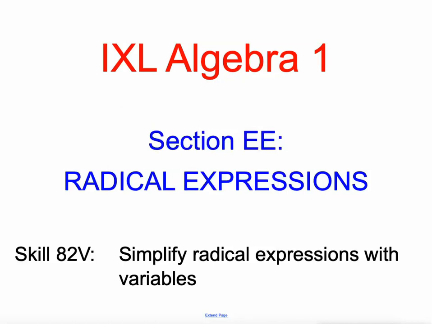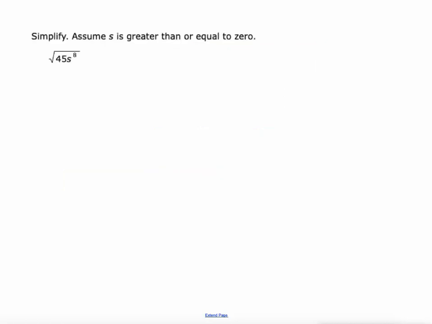Yo, Mr. Kaczynski here, working on skill number 2 in section double E of IXL's Algebra 1 sections, radical expressions. In my previous video, one prior to this, it was simplifying radical expressions. And in this one, we're just going to add variables into it, like that S right there.